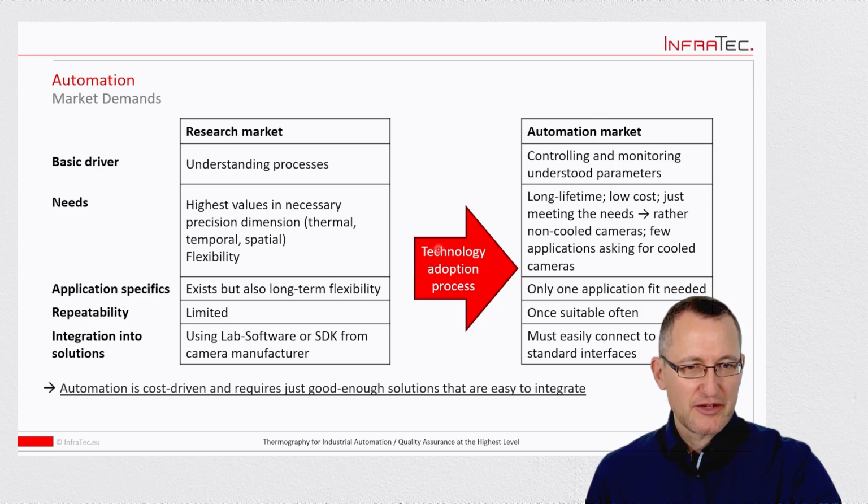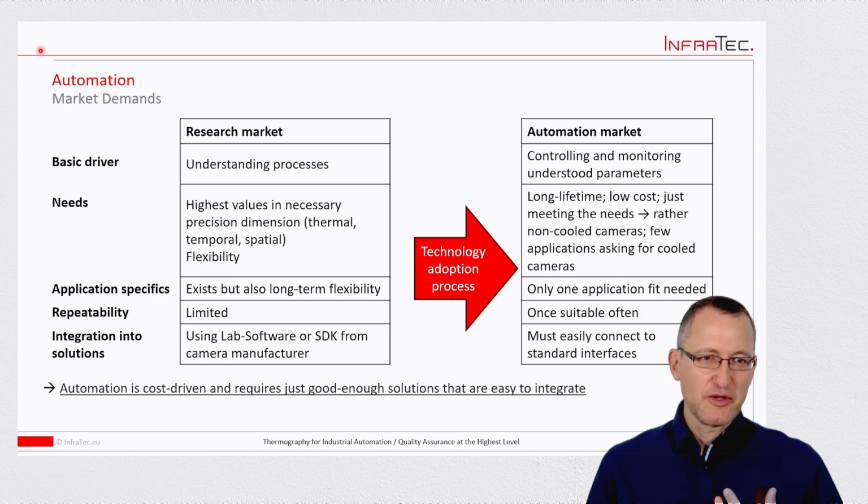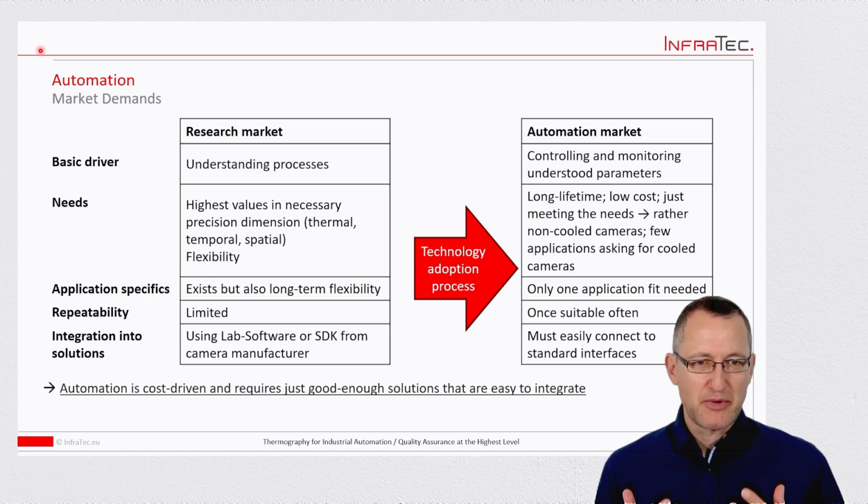On the other side, on the right side, we have the automation market. And as we can see, there's an adoption process: typically, first in the research market, processes are optimized, and then in the automation market, it's more about controlling and monitoring parameters. The requirements are more on long lifetime, low cost, and basically just fitting the needs of the application.